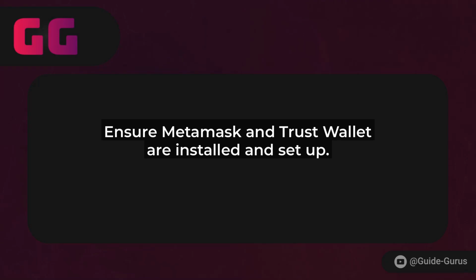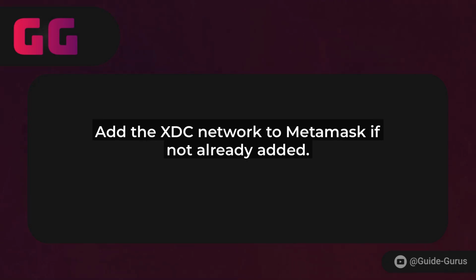Enter the XDC mainnet details. Network name is XDC Network, RPC URL is https://rpc.anchor.com/xdc, chain ID is 50, and symbol is XDC. Save that, and you're good to go.